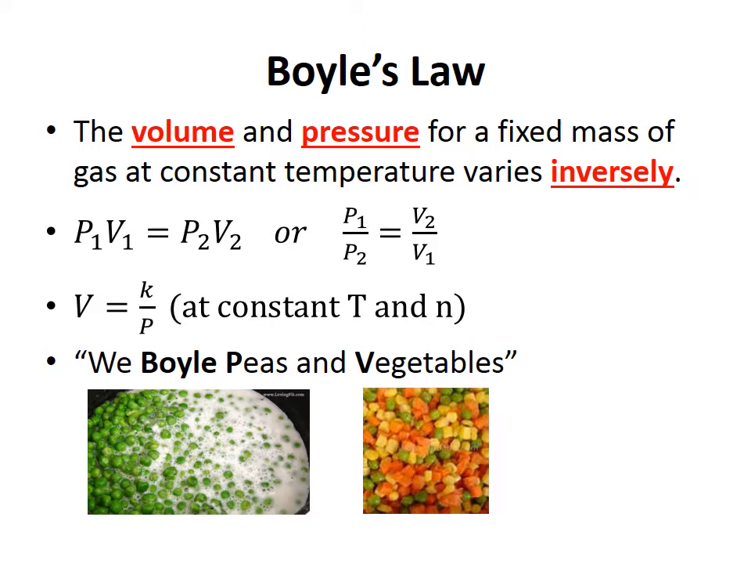And an easy way to remember it is that we boil peas and vegetables. So Boyle's law is related to the relationship between pressure and volume. And remember, for a fixed mass of gas, the pressure and volume at a constant temperature are inversely proportional. Increase one, you're going to decrease the other.